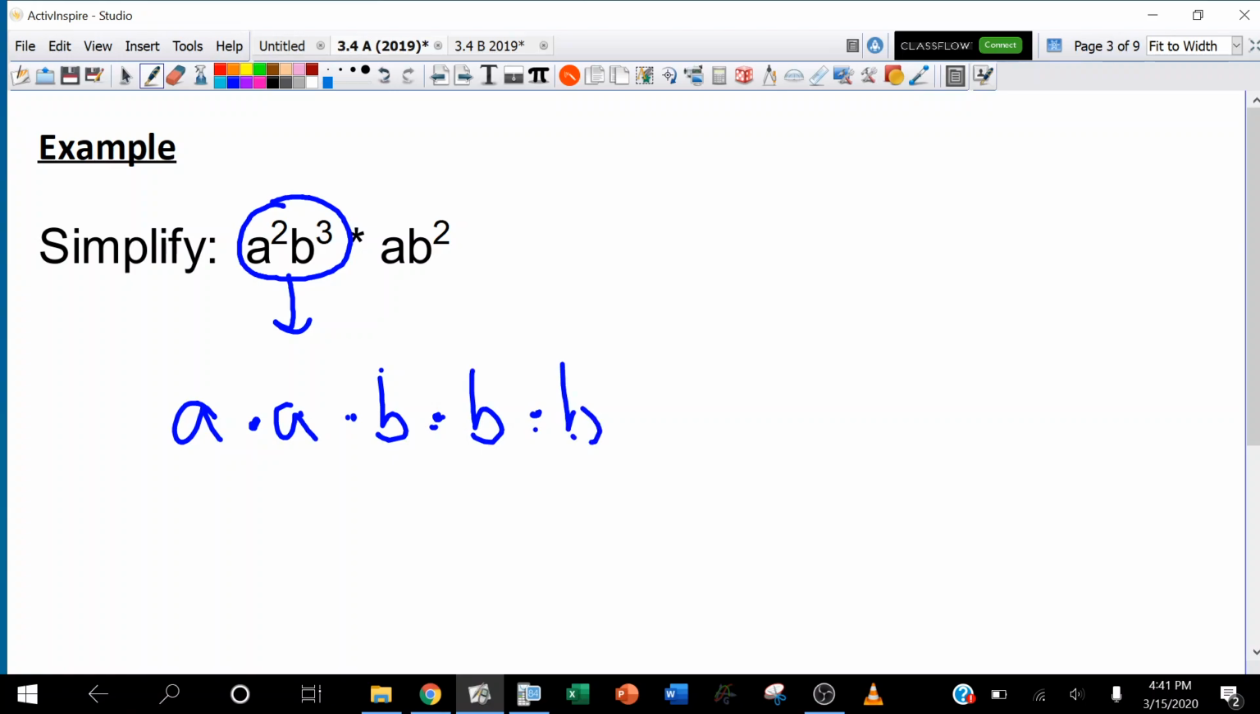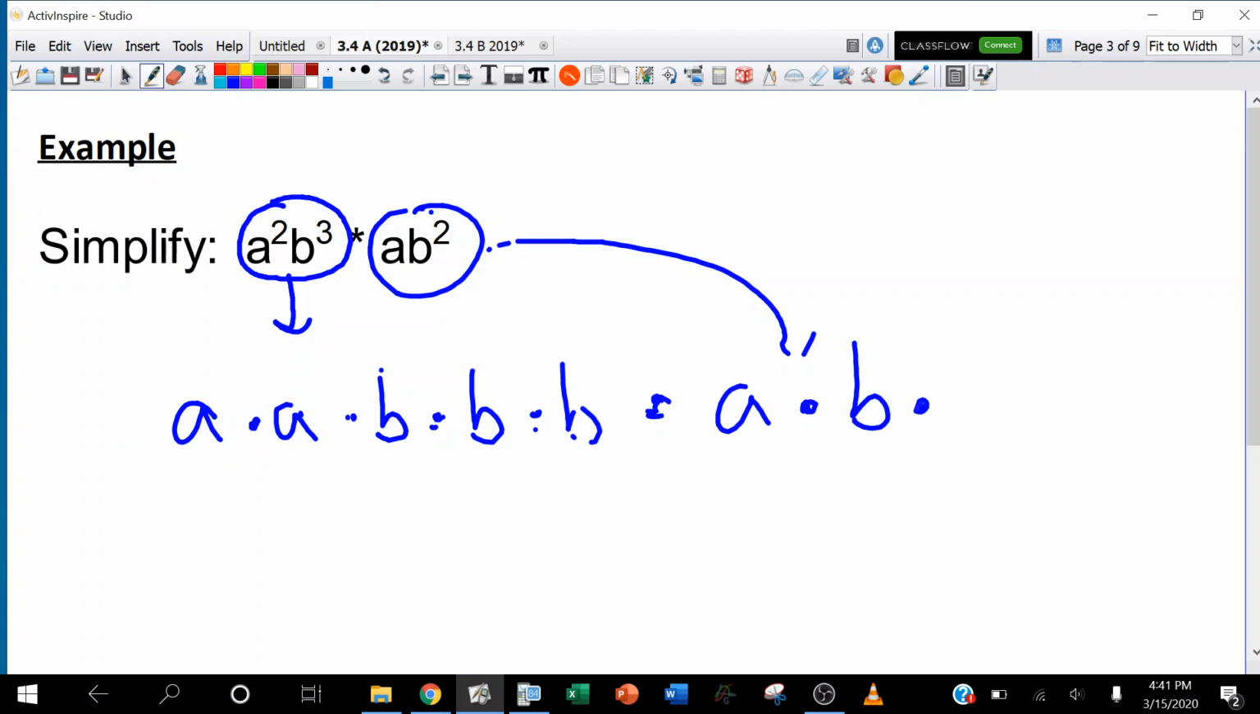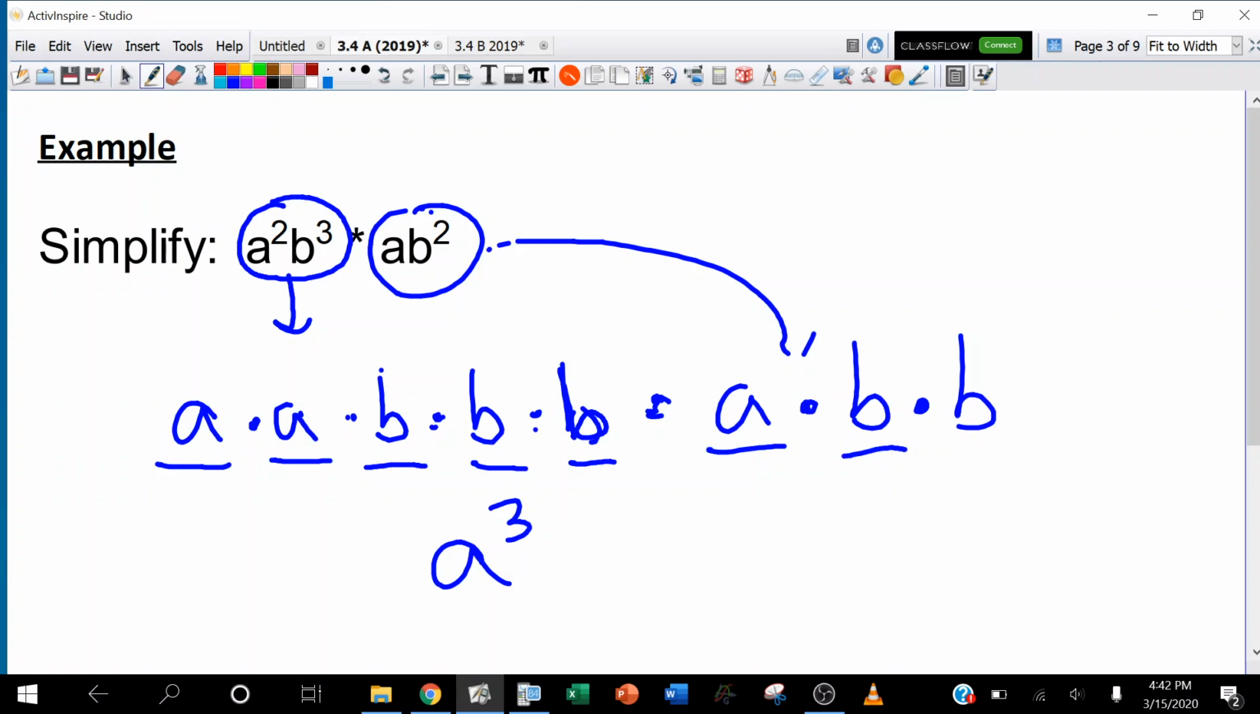So that's that part there. And then I got the times in the middle. And then I got this right here. So ab squared would just be a, and then b squared is b times b. So from here, I'm just going to take the variables that are the same and put those together. A shorter way of saying a times a would be a cubed, and a shorter way of saying b times b times b times b times b would be b to the 5th power. So you'd have something like that there.